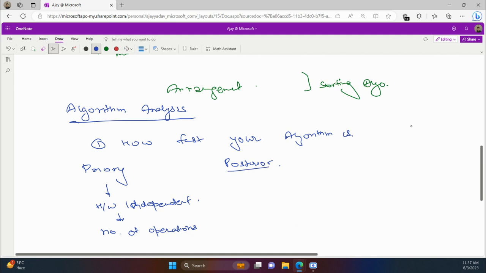Coming to the posterior, it is hardware dependent. Sometimes we need your algorithms to be optimized based on your machines, so this is hardware dependent. And here we compare based on the amount of time taken: milliseconds, seconds, nanoseconds. These are the units in which we compare in posterior analysis.